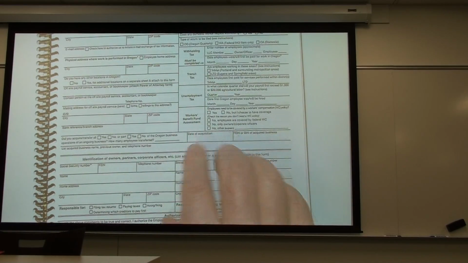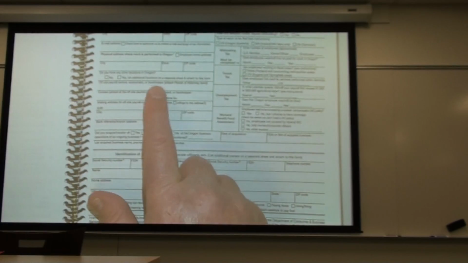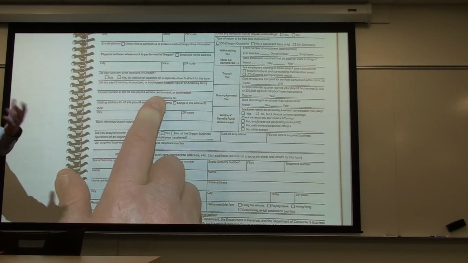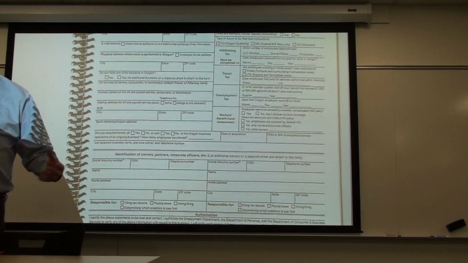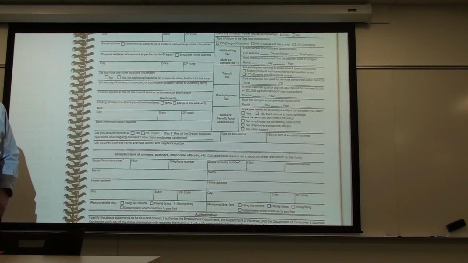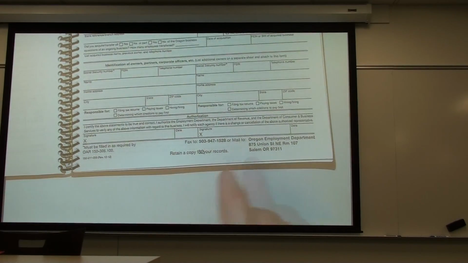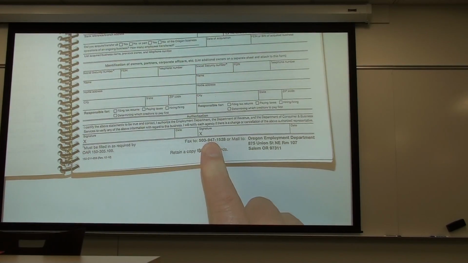Unemployment tax, workers' comp. If you're going to have off-site payroll, you have to advise the state who your payroll company is, and then they have to do a power of attorney form. So it's a lot more detailed. And then you file this with the state of Oregon Employment Department down here. So you'd fax that into them is what I do.